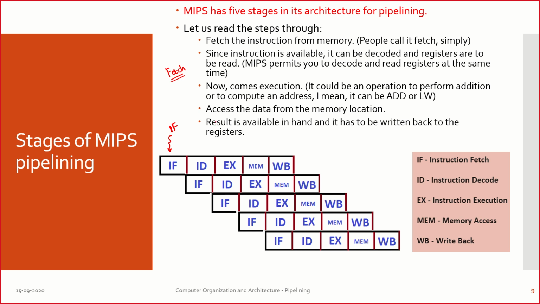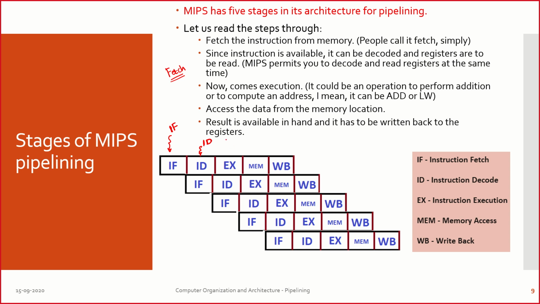What is the second stage? The second stage is nothing but decoding the instruction. Remember, MIPS will permit you to decode and read registers at the same time. You can decode and read the register content at the same time, and it is very important, and we are referring to the decode with the code ID. ID refers to instruction decode. This is also very important.